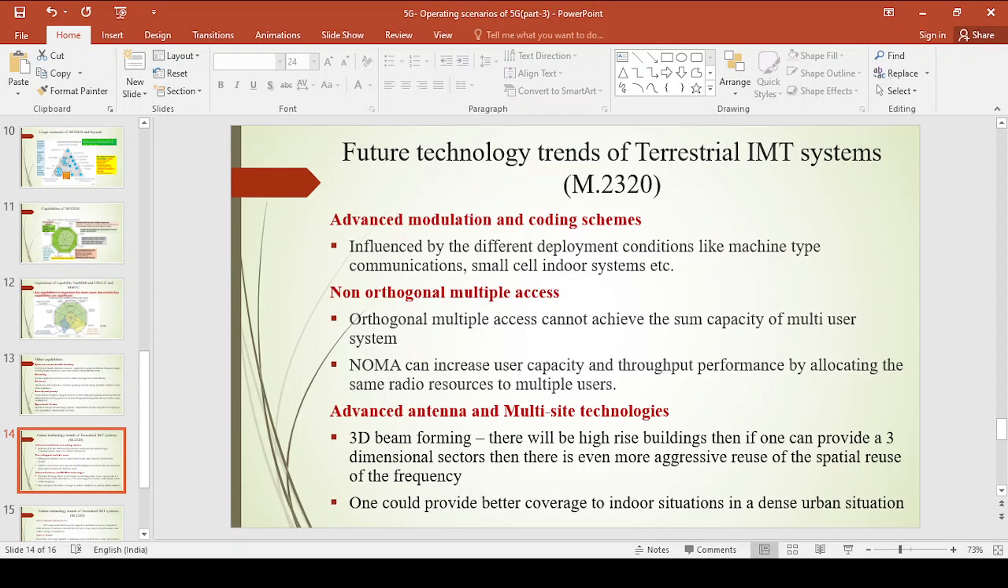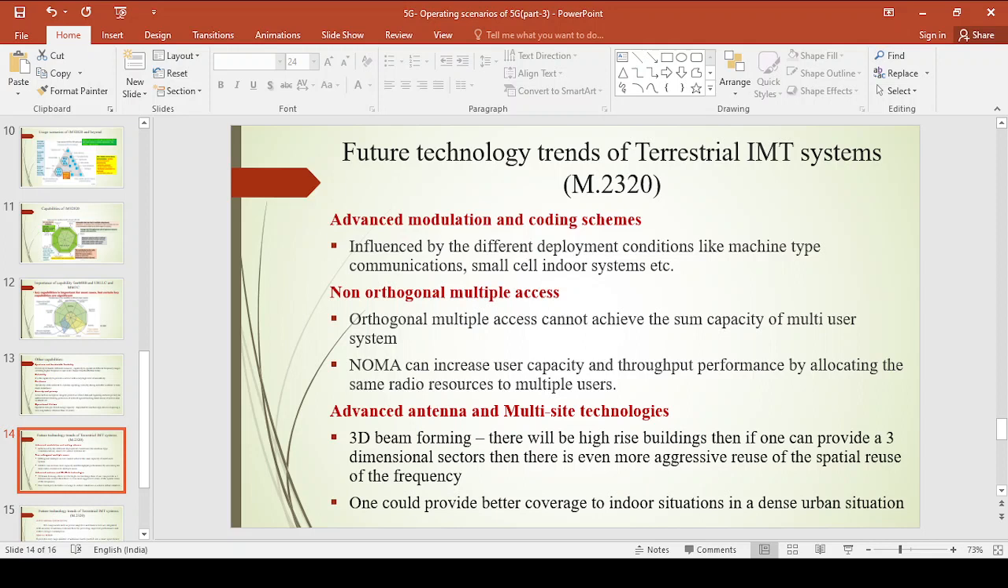And next we have NOMA, nothing but non-orthogonal multiple access, right? This is a future technology that we are expecting. Already it has come into existence. Now orthogonal multiple access cannot achieve the sum capacity of a multi-user system. This is the main disadvantage of orthogonal multiple access. NOMA can increase user capacity and throughput performance by allocating the same radio resources to multiple users.